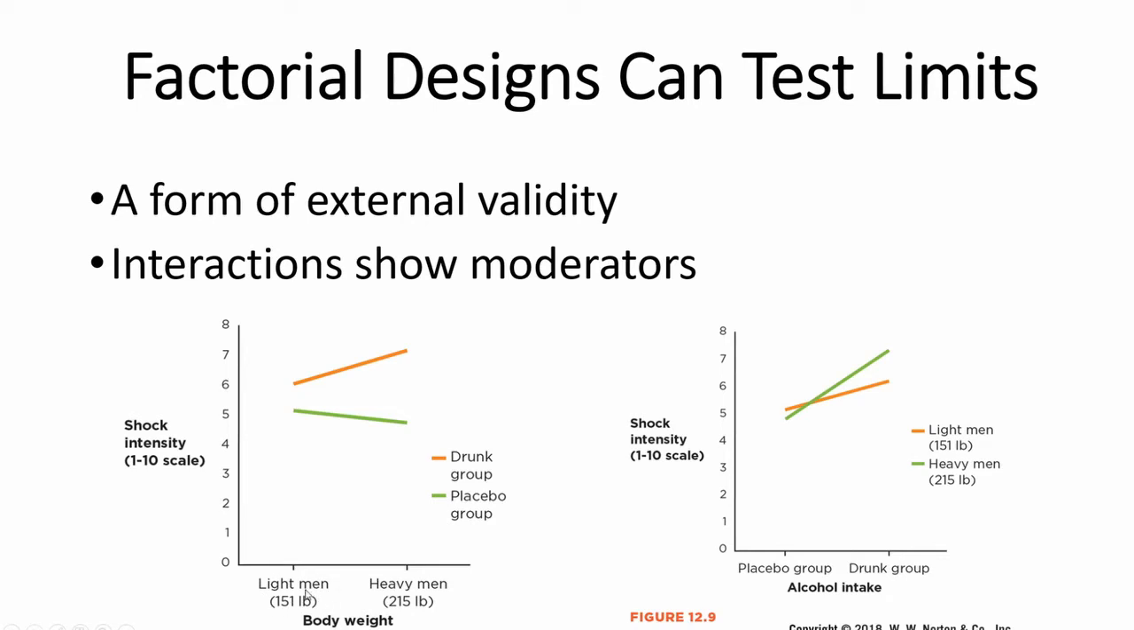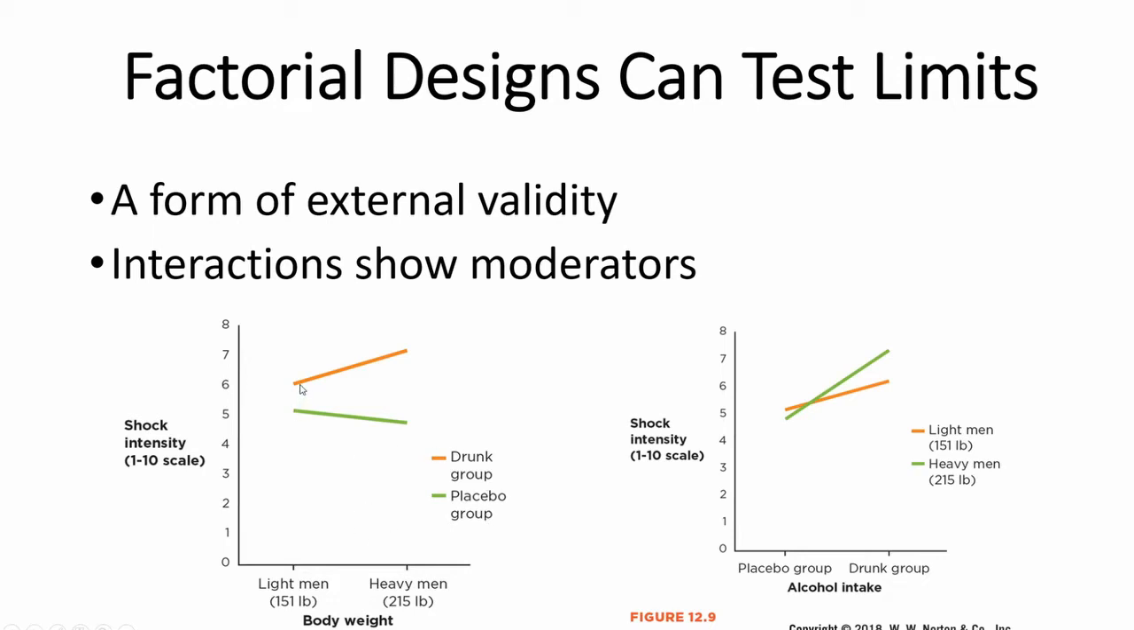So here they have light men, around 150 pounds, and heavy men, 215 pounds, and how they reacted, so what was the intensity of the shocks they delivered depending on what group they were in. Our independent variables are the weight of the participants. Again, this is a participant variable, not something you can manipulate, but we're counting it as an independent variable here. And our second independent variable is drunk or placebo, so drunk or not drunk.